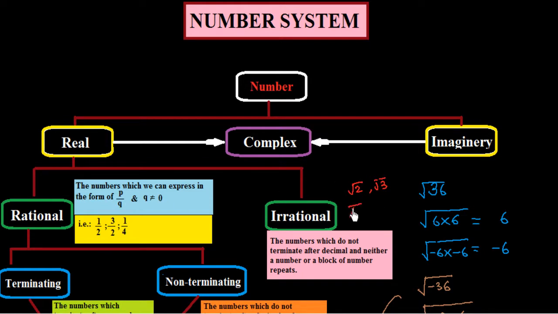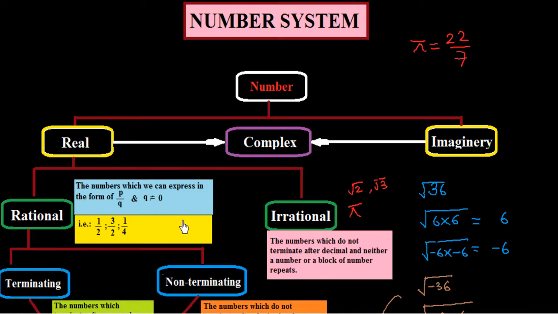Pi is also an irrational number. You can say that pi is equal to 22 by 7, so how is it irrational? It should be a rational number because it is in the form of p over q. But 22 by 7 is not the exact value of pi. It is correct up to 2 decimal places only. So pi is an irrational number. Pi is basically the ratio of the circumference and diameter of a circle, so it is always a constant number. It is not 22 by 7, which is only an approximate value of pi.